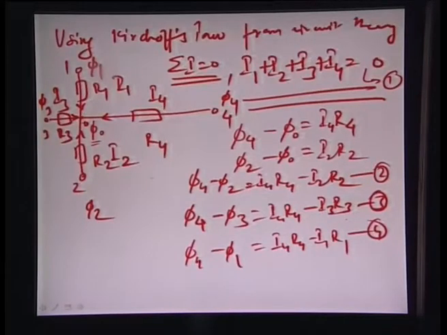Now we have to play a little trick here, because we need to somehow solve these equations and figure out a way to get a relationship between all the resistances and all the potentials. So if we multiply equation 2 by, let us say, R2 R3, equation 3 by R1 R3, and equation 4 by R1 R2, and sum all these up, let's see what the final form of the equation would look like.